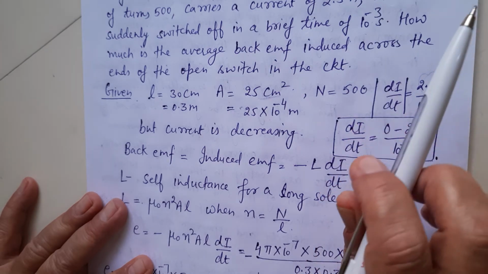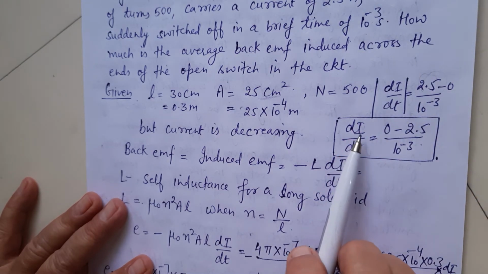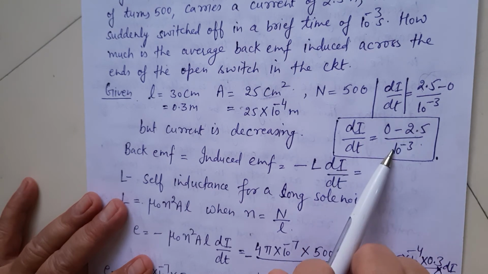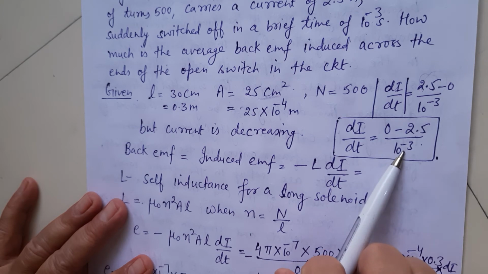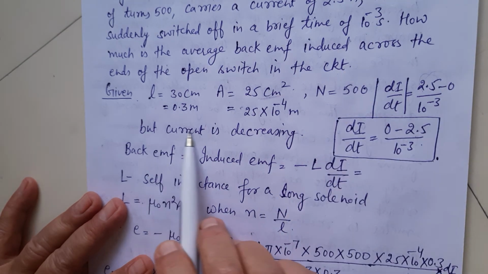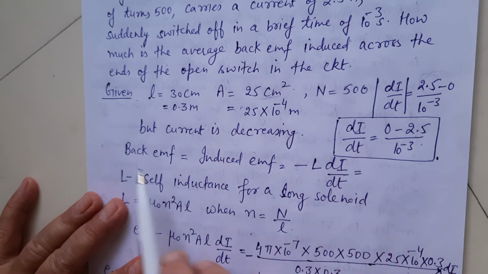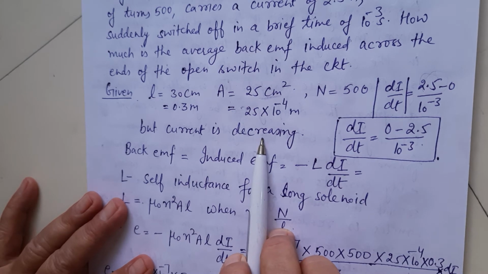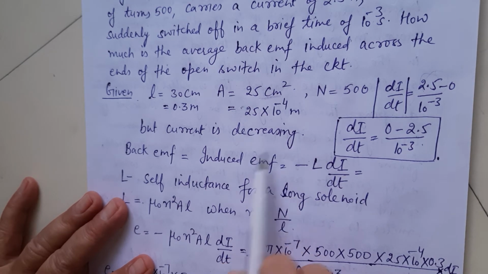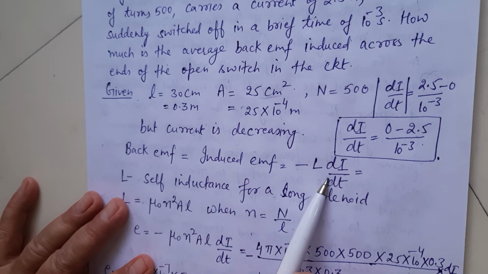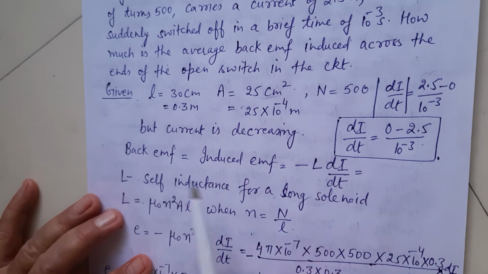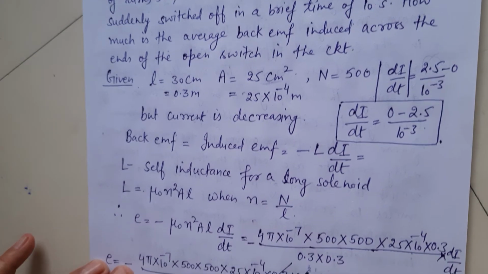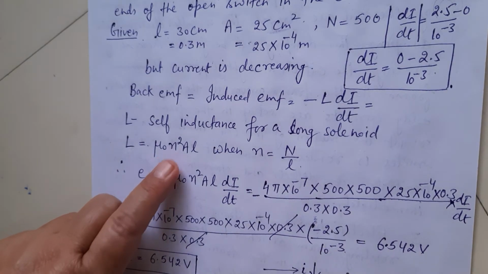Current is switched off, it means final current is 0. So change is always final minus initial, so 0 minus 2.5 into 10 to the power minus 3. This is the time mentioned here. But current is decreasing, so back EMF will be there. It means flux is changing, and flux changing means induced EMF will be there. So E is equal to minus L di by dt. L is self inductance, and for a long solenoid L is equal to mu naught N squared A l.